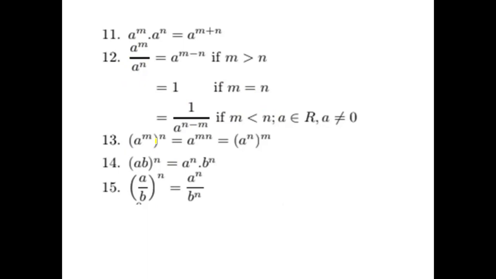Okay, next, A raised to M raised to N. Whenever there is some raised to power raised to another power, the raised-to powers are actually multipliers of each other. So this M and N are actually the multipliers. We do not calculate M raised to N; we take M into N. So it is A raised to M into N, or we can do A raised to N raised to M.